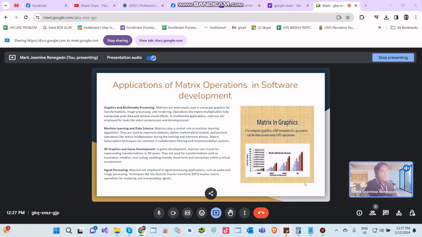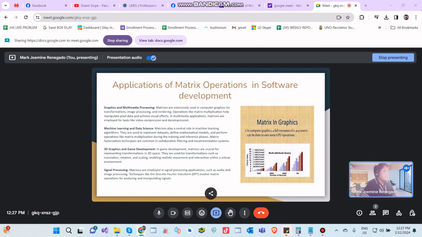So next, we are now on the applications of matrix operations in software development. Number one, graphics and multimedia processing. When you render videos or any type of animation, you are using matrix operations.